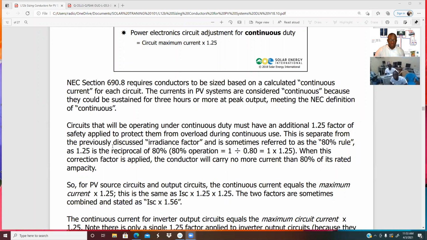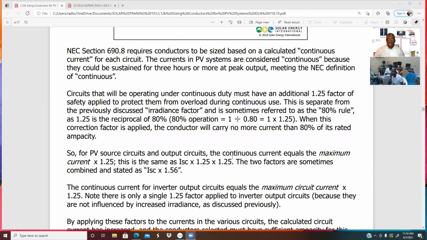This is separate from the previously discussed irradiance factors and is sometimes referred to as the 80% rule, as 1.25 is the reciprocal of 80%. 80% operation equals 1 divided by 0.80, which equals 1.25. When this correction factor is applied, the conductor carries no more current than 80% of its rated ampacity. So for the PV source circuit and output circuit, the continuous current equals the maximum current at 1 point times 1.25.